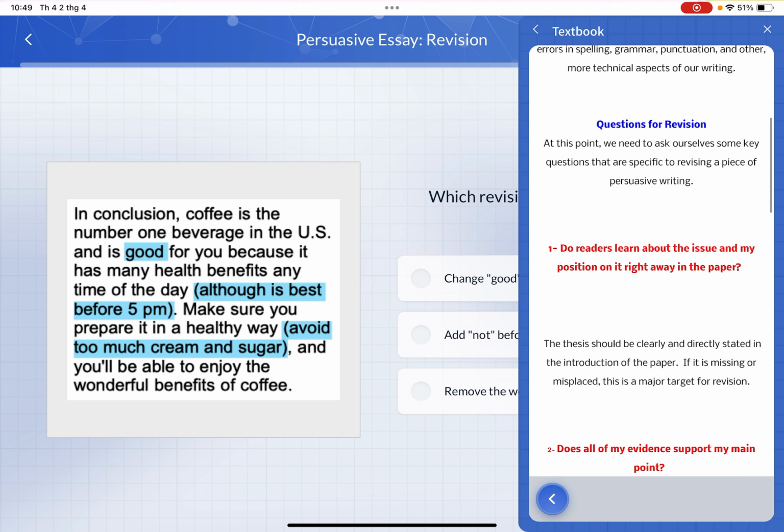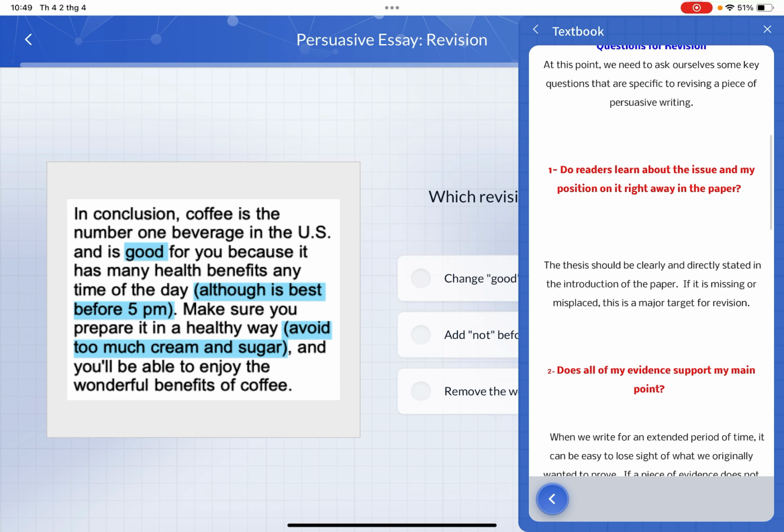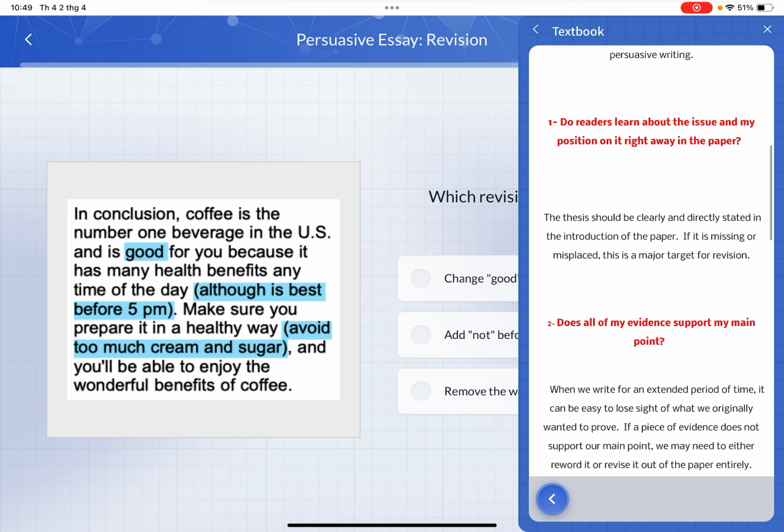So at this point, we need to ask ourselves some key questions that are specific to revising a piece of persuasive writing. For example, do readers learn about the issue and my position on it right away in the paper? Well, this question is asking about the thesis. Should it be clearly and directly stated in the introduction of the paper? If it is missing or misplaced, this is a major target for revision.